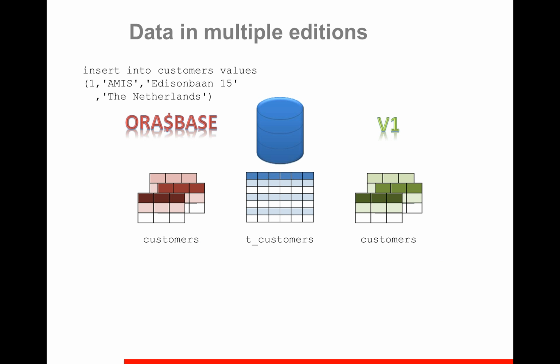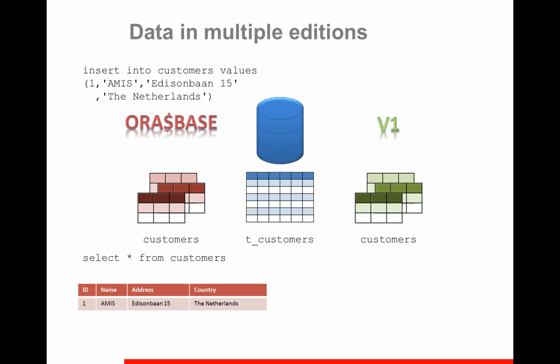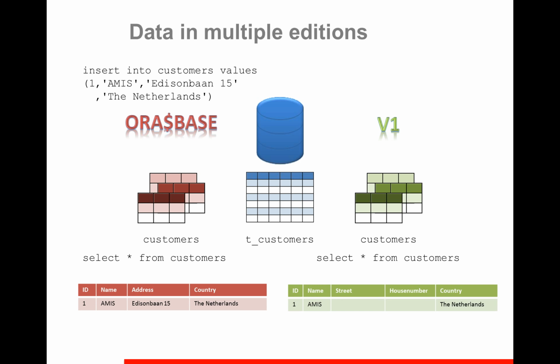If we now insert data into the view, it gets inserted into the table. When we do that in one edition, we can select from the editioning view and see the data. If we execute the exact same select statement in the new edition, we get all the fields we filled up, but the new fields, street and house number in this case, have not been filled up. Or the base edition does not know of the existence of these fields.